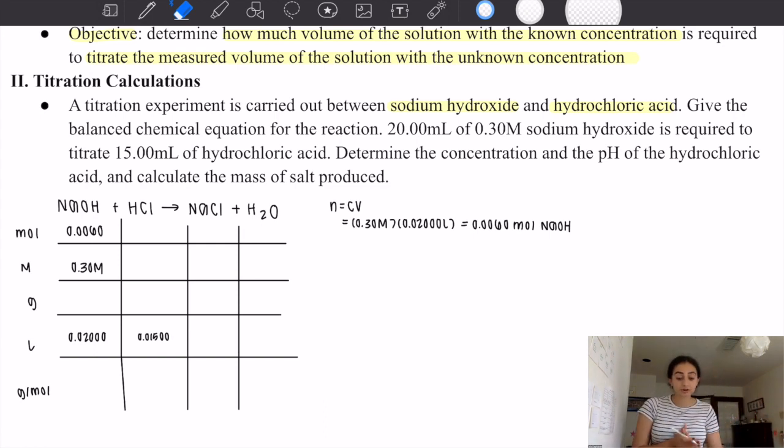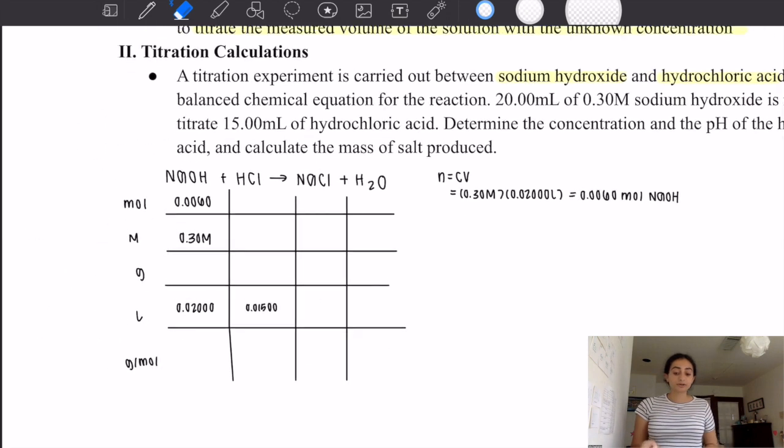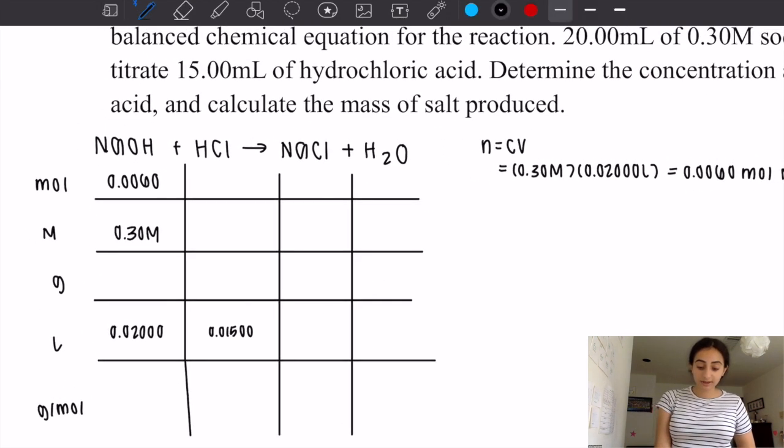So now we want to determine the concentration and the pH of the hydrochloric acid. So I first need to determine concentration. So I have my volume, and we know we can figure out concentration with C equals n over V. I have my V, so I need to find my n. So I'm going to do a mole conversion in order to get the number of moles of hydrochloric acid.